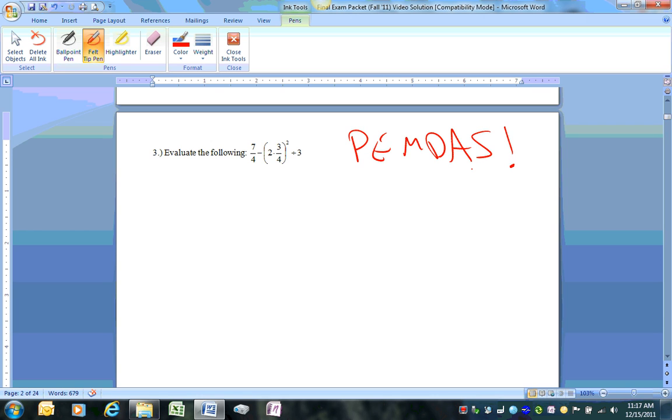So clearly we see a parentheses. Let's work on the parentheses. 7/4 minus. Now that'll be 3/2 inside the parentheses because you have 2 times 3/4, and remember that becomes 1, that becomes 2. And also another way of looking at it is 2 over 1 times 3/4, which is 6/4, which is 3/2. You could do it that way as well if you wanted to. But clean up the parentheses. Next is exponent. So we've got to take care of the exponent.